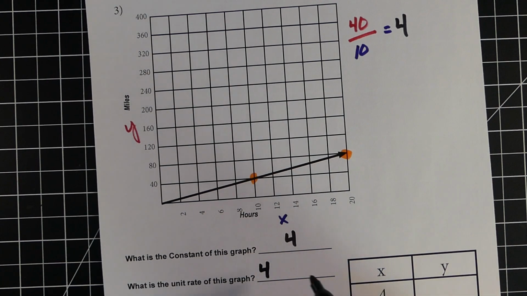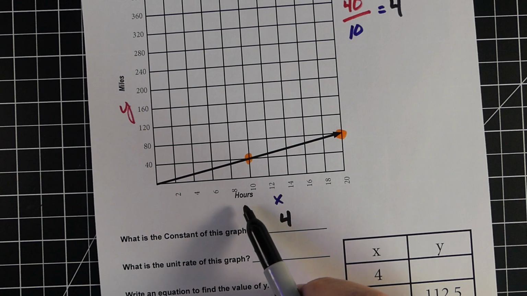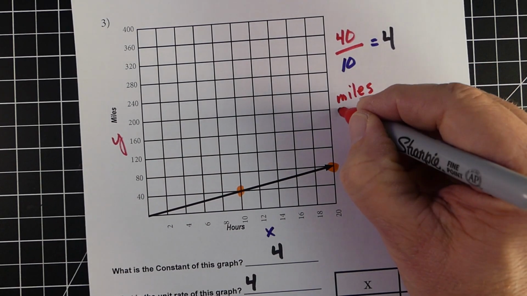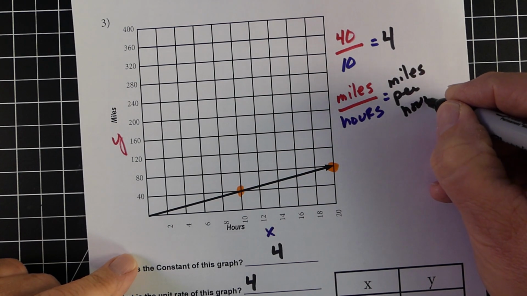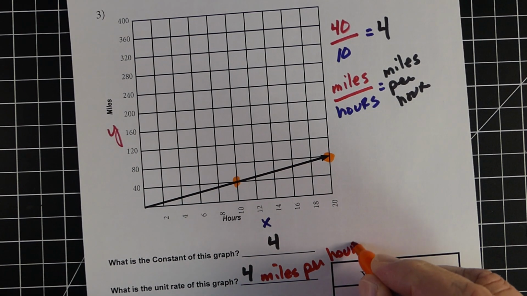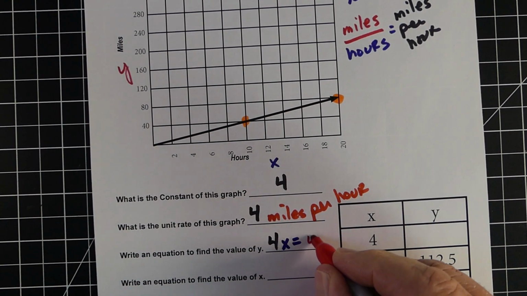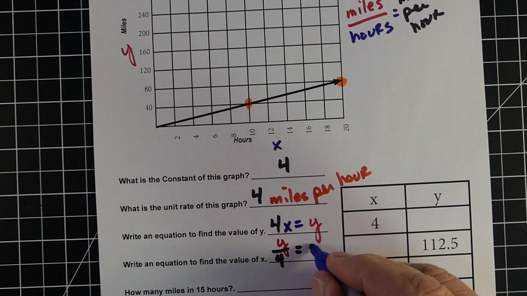So if we know the constant is 4, our unit rate, we're just taking miles divided by hours. So it would be 4, and it would be miles per hour. We're just taking the miles divided by the hours, which is our x, and that gives us how many miles we get for each 1 hour. And now we're going to use this 4 to help us create these 2 equations again, just like we've done before. To find y, we would just take 4 times the x, and if we're trying to find x, we just take y divided by the 4, and that'll give us the x.